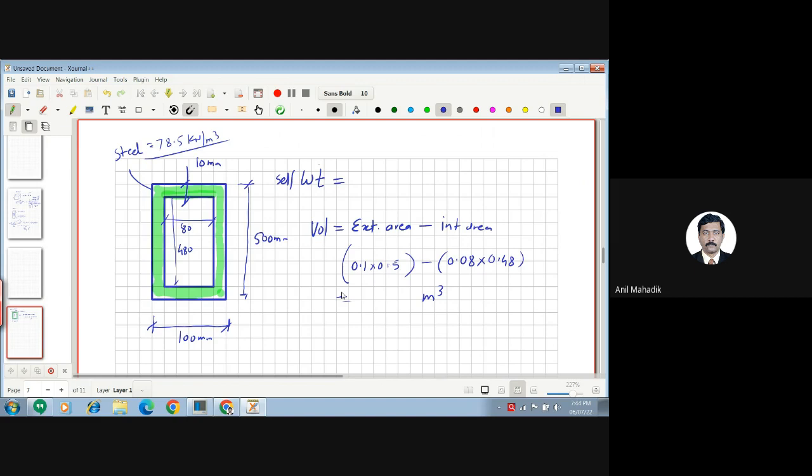I would say in calculation of the self weight, the volume is the crucial thing. So you should know the volume of the material available, each and every one. Don't forget this. Don't use only the equation L into B into H, multiplying 100 by 500 by 10. Don't do it that way, right?